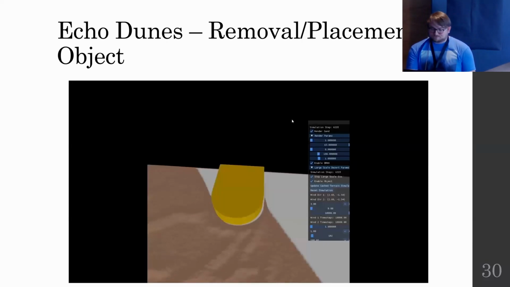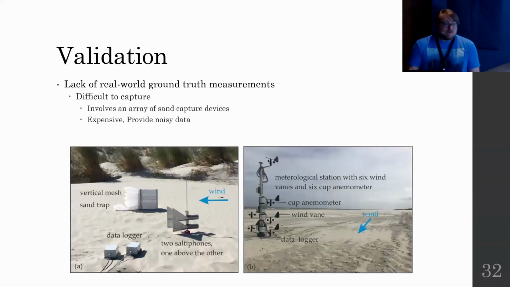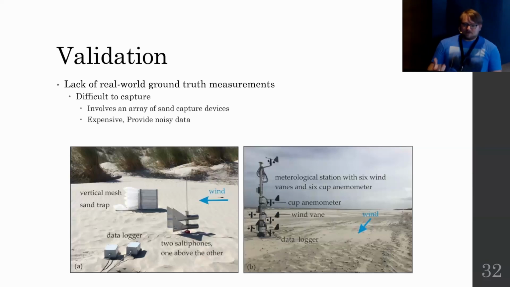All right, so lastly, the thing that we wanted to do was validate our model. So what first came to mind was, okay, let's look at real world data and let's see if we can exactly capture that. Well, unfortunately, there is a large lack of real world ground truth measurements. The reason for this is you have to go out to a desert, set up a large spanning array of very expensive equipment, and try to register over a significant amount of time the amount of sand moving, essentially the flux. It's expensive, it's noisy, it's just not there.